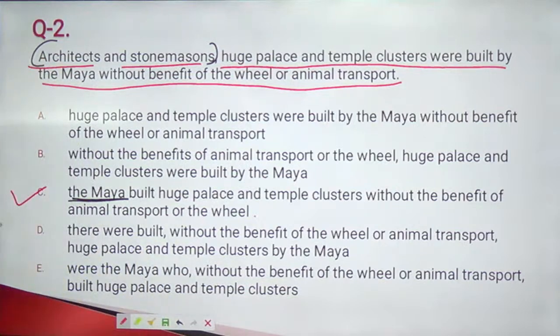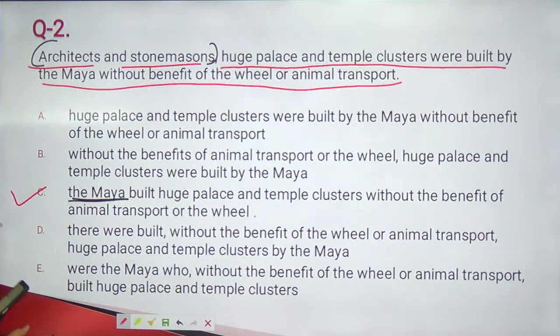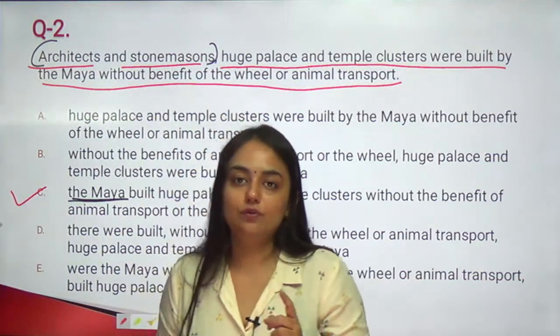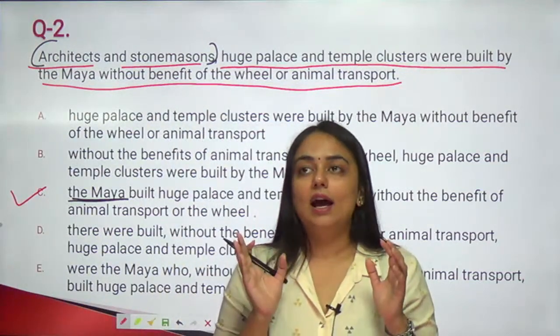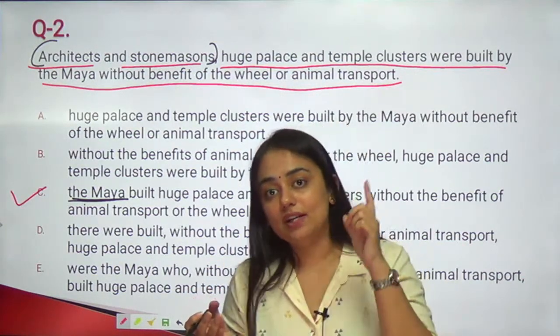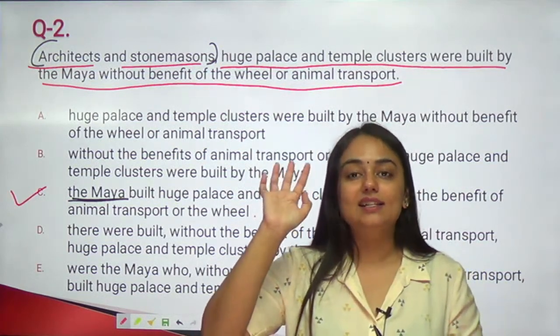Akshit has said E. Izumi also said E. So let me just read E also for you guys. Architects and stonemasons were the Maya who, without the benefit of wheel or animal transport, built huge palace and temple clusters. Whenever you are doing a grammar question, make sure you are going with one option which is crisp, concise and uses minimum punctuation, I would say, and conveys the complete meaning. So be considerate of these three C's: clear, concise and correct.